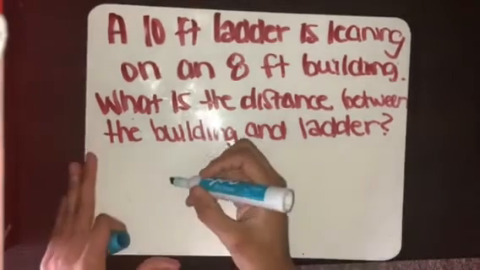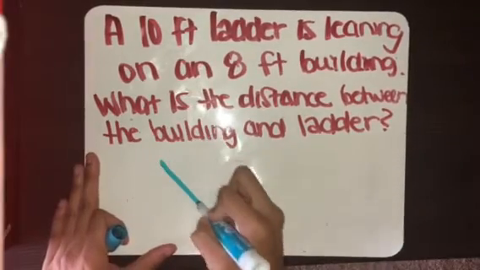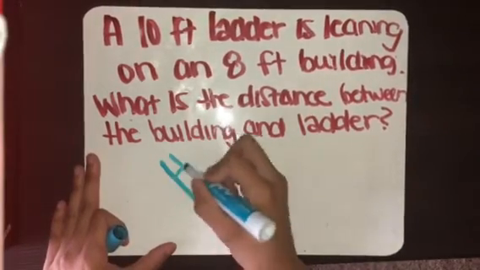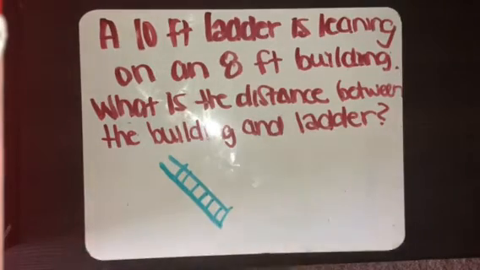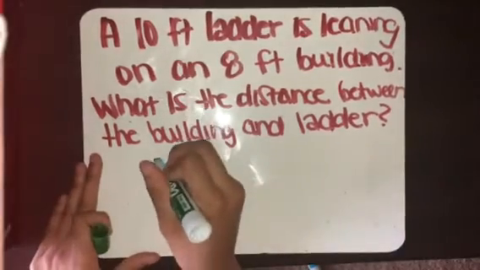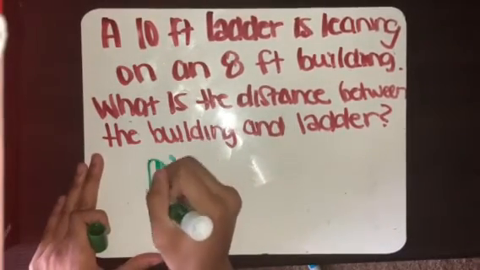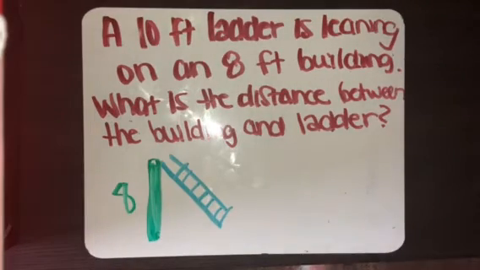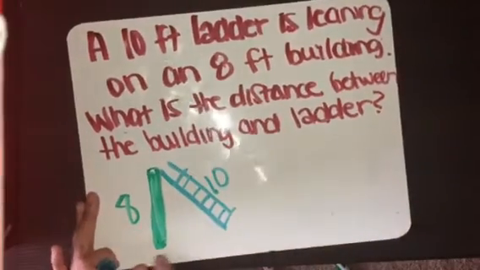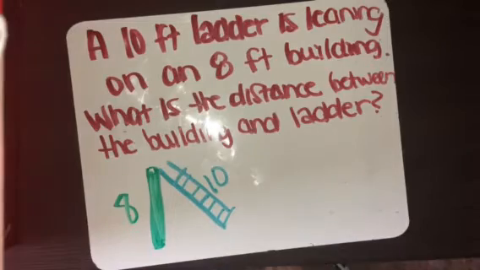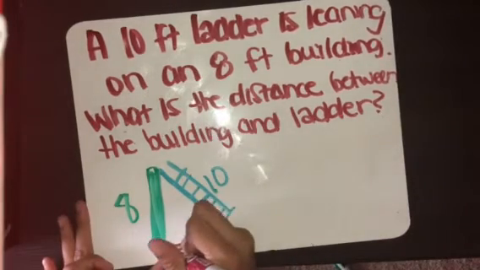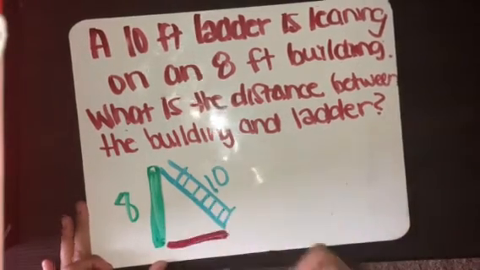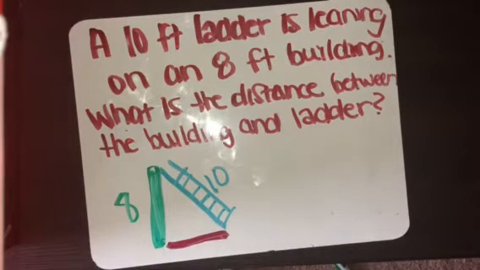We know a 10-foot ladder is leaning. That ladder, that's an ugly ladder, is leaning on an 8-foot building. So this is going to be my building. My building is 8 feet and my ladder is 10 feet. We want to know what's the distance between the building and the ladder, so we want to figure out this side. If you look at it, you can tell that it makes a right triangle.